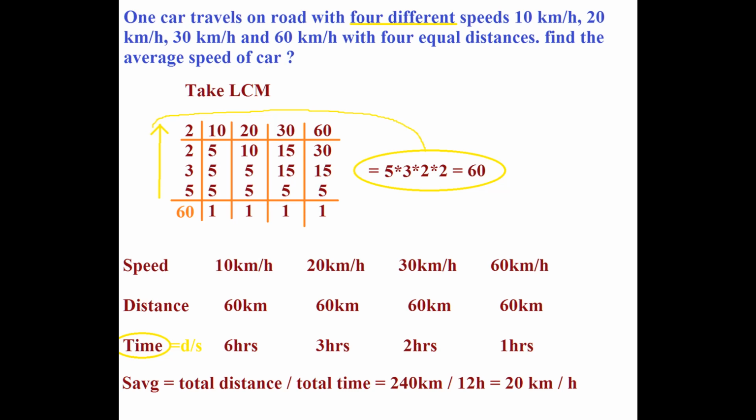upon speed. So when the speed is 10 km per hour, then time equals 60 upon 10 equals 6 hours. When the speed is 20 km per hour, then time equals 60 upon 20 equals 3 hours. When the speed is 30 km per hour, then time equals 60 upon 30 equals 2 hours. And finally, when the speed is 60 km per hour, then time equals 60 upon 60 equals 1 hour. So the average speed of the car is 240 km upon 12 hours equals 20 km per hour.